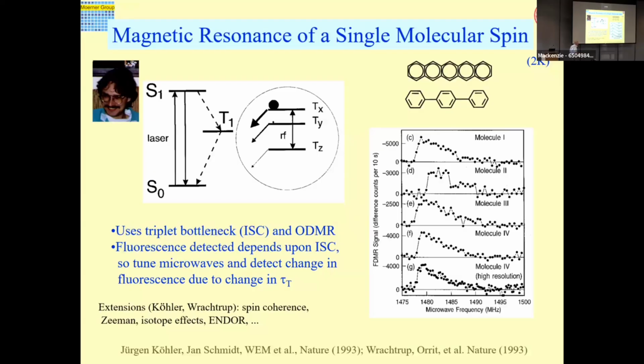So that's the idea for sensing these magnetic resonances. And after this experiment, Jürgen Köhler and Jörg Wachtrup, really, I'm very sorry to screw up those pronunciations, went to town on all kinds of amazing things: spin coherence, Zeeman effects, isotope effects, and all kinds of stuff. So many demonstrations with this single molecular spin.